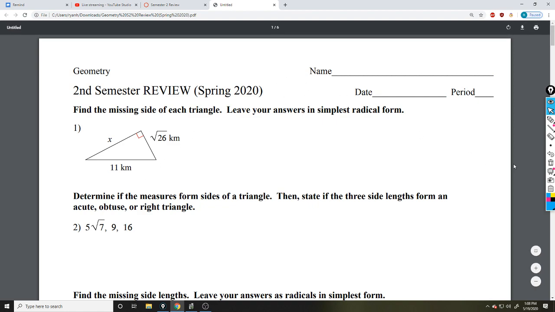All right, I'm going to go ahead and get started. We're starting with Pythagorean Theorem. That's our first review kind of topic here. Find a missing side of each triangle. Leave your answers in simplest radical form. So that is our Pythagorean Theorem: C squared equals A squared plus B squared.